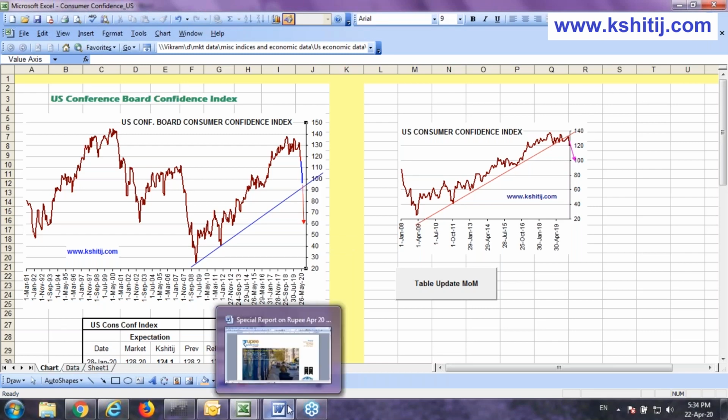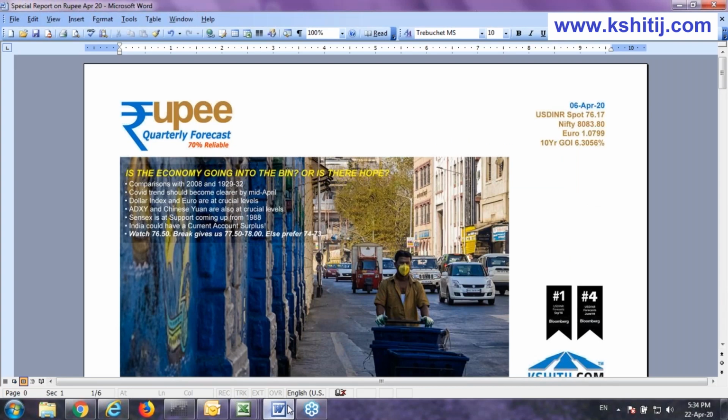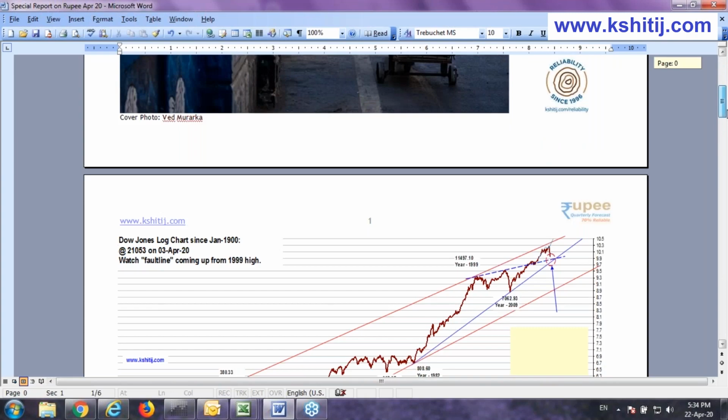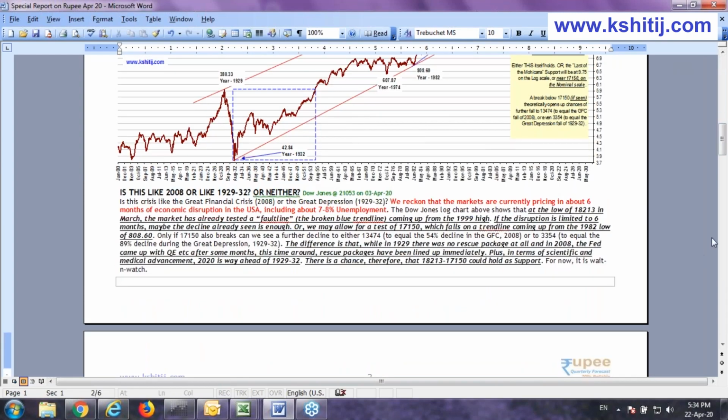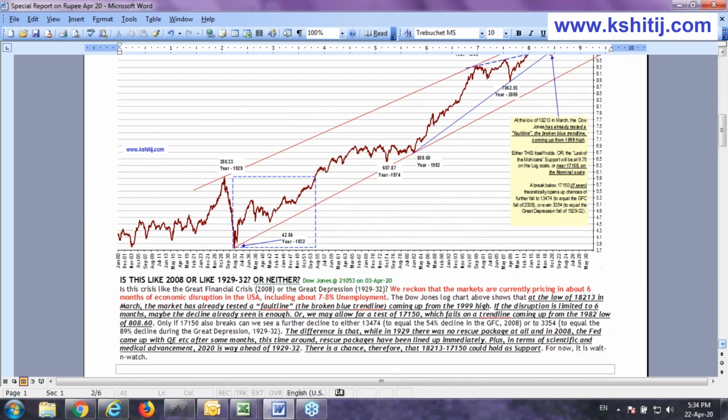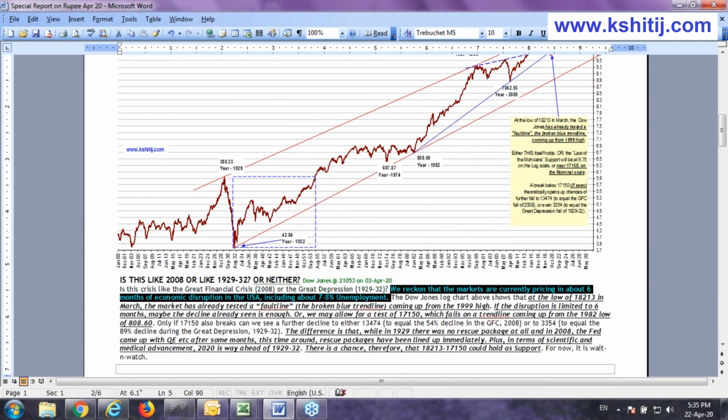Now I will bring you to what we said in our April report. This is our April quarterly forecast. I hope most of you and all of you would have got this. Here we said that this was published on 6th of April, and we said that we reckon that the markets are currently pricing in about 6 months of economic disruption in the USA, including about 7 to 8% unemployment.